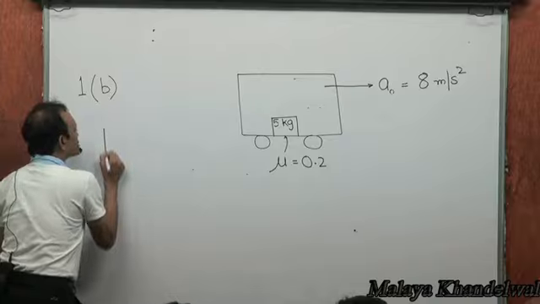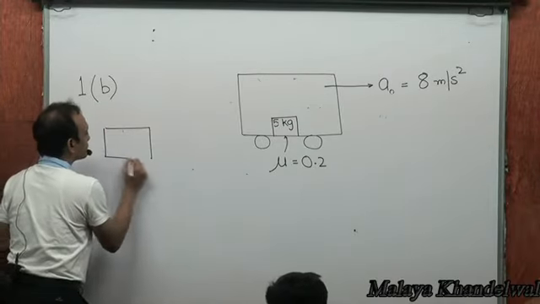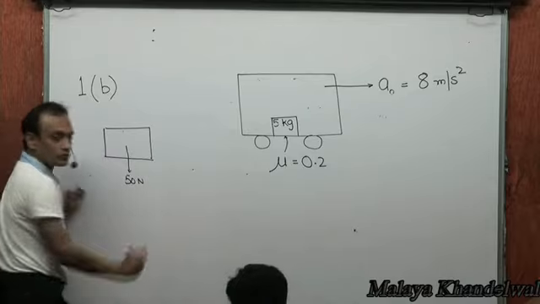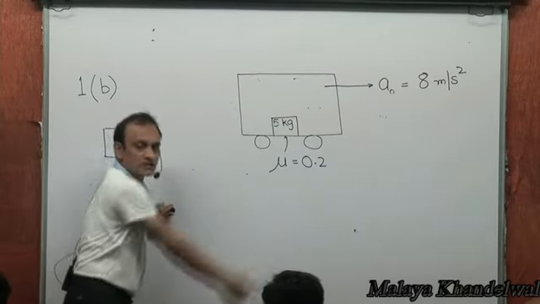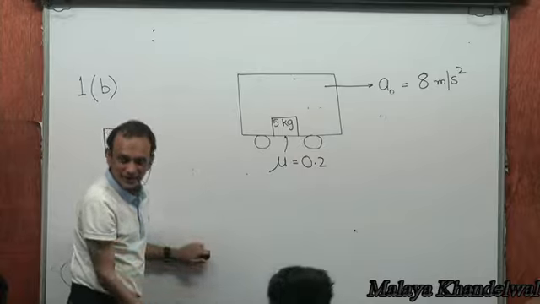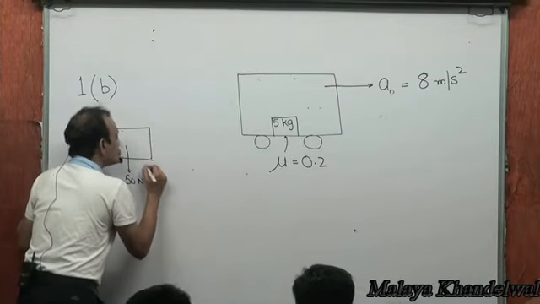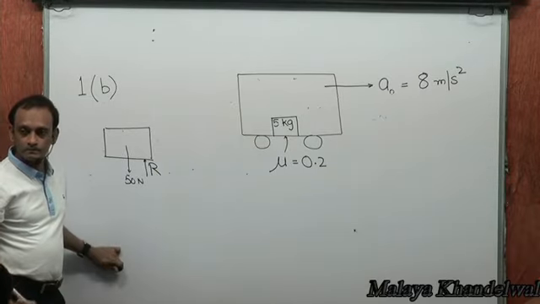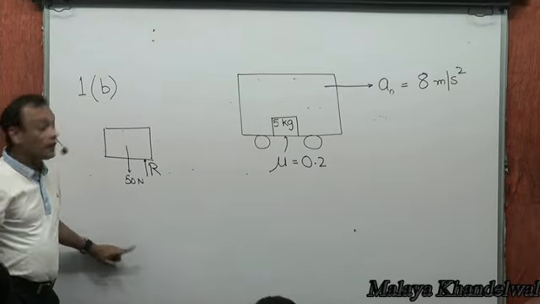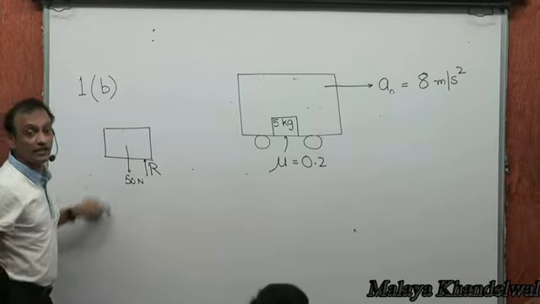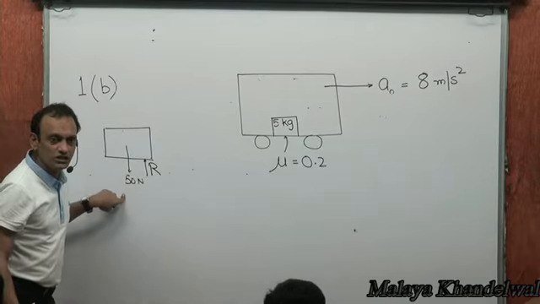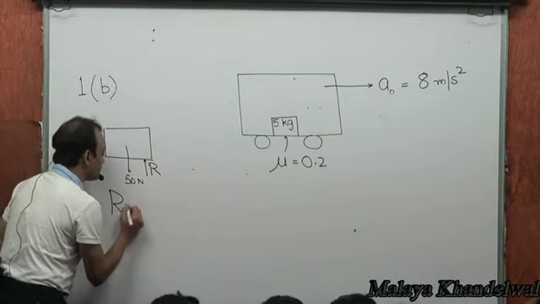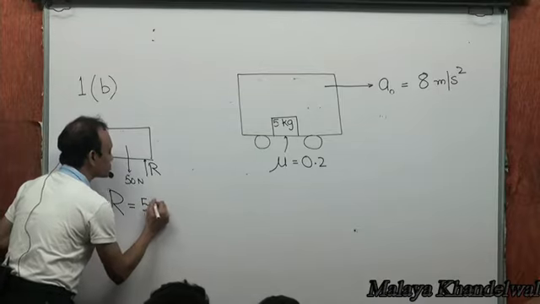The block side of the story: there is a 50 Newton force acting downwards, right? 5 kgs, which is 50 newtons acting downwards, due to Mother Earth. And there is a normal reaction from the cart, R, upwards. Now, in the absence of vertical acceleration, R must be 50 newtons. So the normal reaction between the block and the cart is 50 newtons.